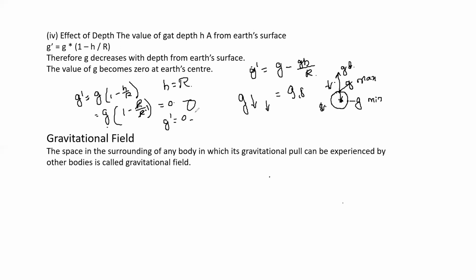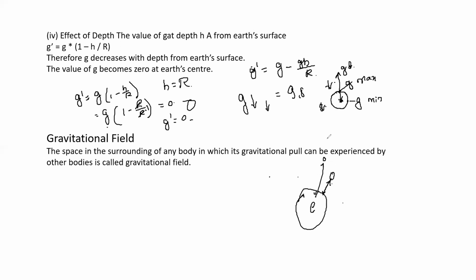Okay. The next point is the gravitational field. What do you mean by gravitational field here? The space surrounding any body in which its gravitational pull can be experienced by other bodies is called the gravitational field. What is the meaning of this? Suppose this is the earth. If any object is nearer to this, according to the gravitational force definition, the bodies will get attracted towards each other. Again, if you keep it at some distance, it may get attracted.